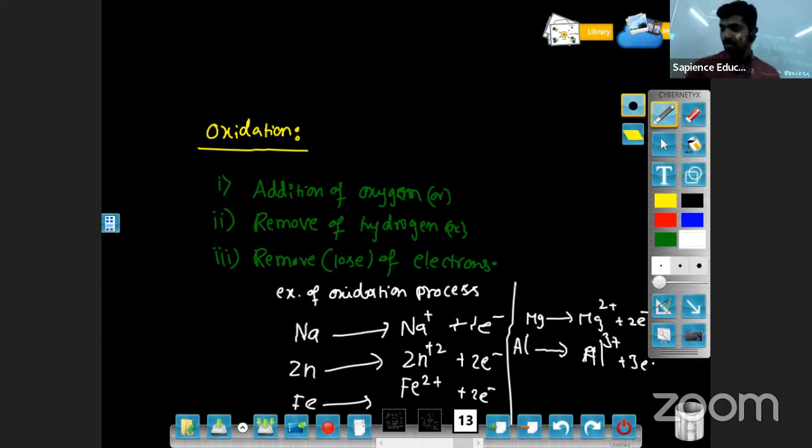That depends. Suppose magnesium, what is the atomic number? 12. Electronic configuration 2, 8, 2, right? By losing 2 electrons only, it becomes stable. That's why magnesium, when it loses 2 electrons, becomes stable, Mg2+. You can write it anyway, +2 or 2 plus, same meaning. Copy all the examples.